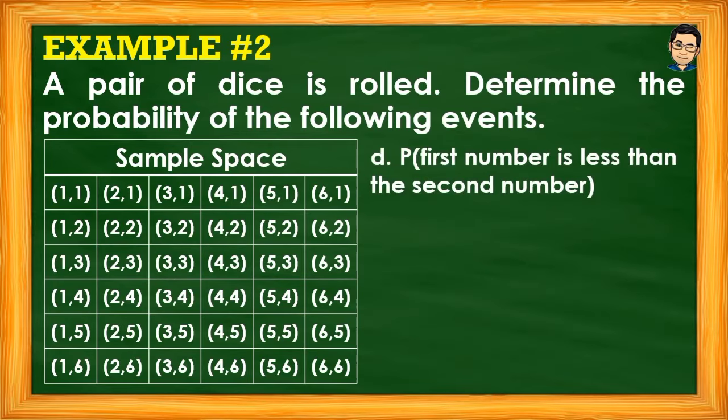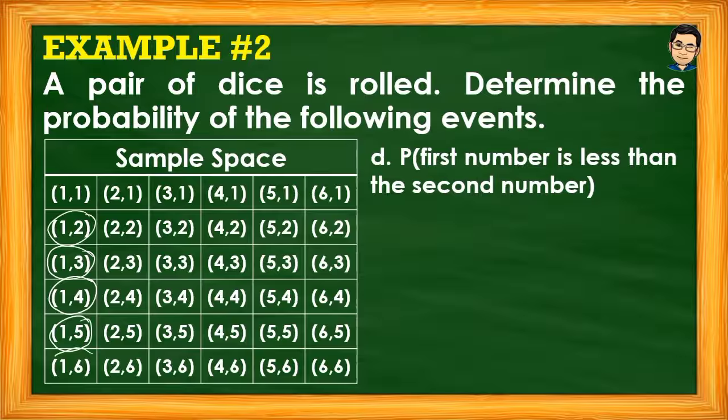For letter D, what is the probability of getting the first number is less than the second number? Ibig sabihin, yung unang outcome natin, yung unang number natin, mas mababa daw siya sa second number. So, hanapin natin yan. Magsimula tayo sa 1, 1. Hindi pa natin pwedeng i-count yan dahil pareho lang sila. So, 1, 2. Yung first number is less than the second number, kasama po yan. Lahat yan, pababa.